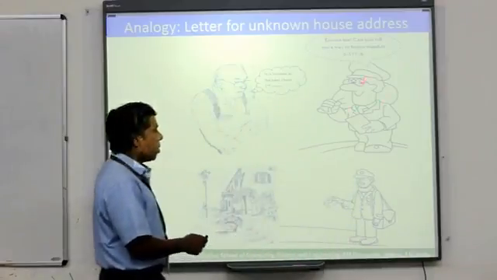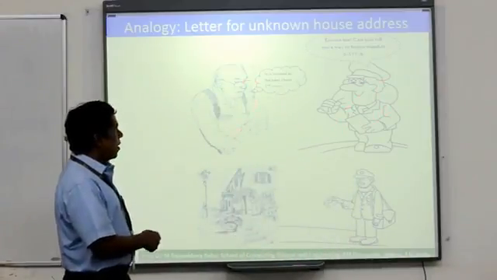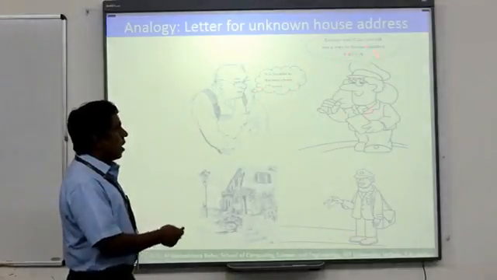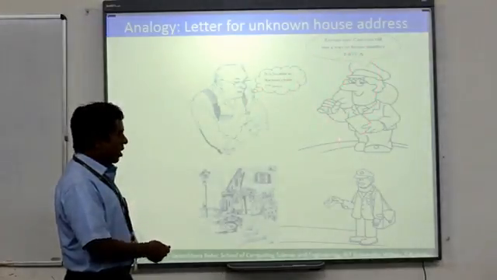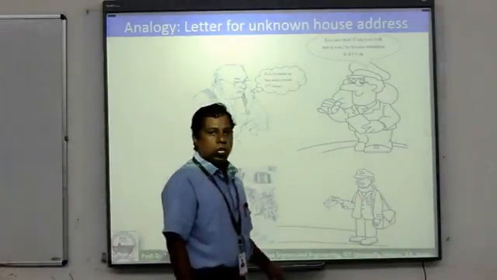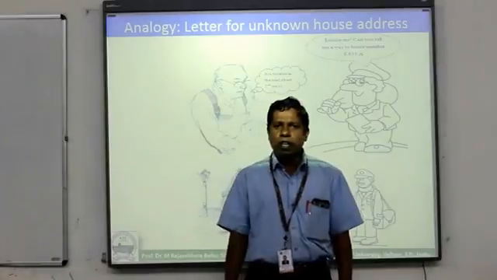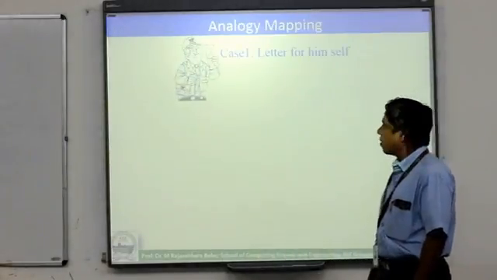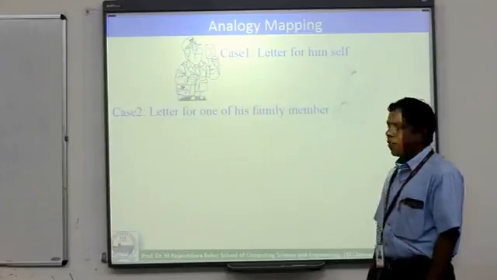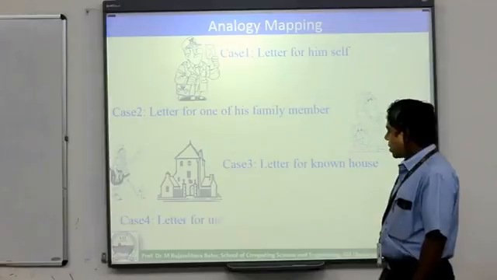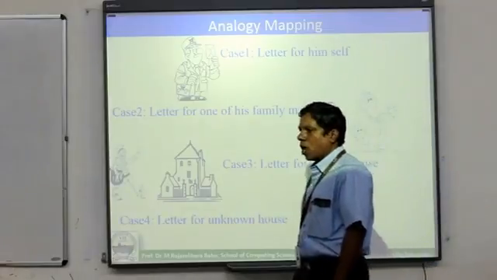That is how this postman is inquiring of this gentleman about the address. The gentleman told the postman where the address is, and that's how the postman reaches the house and dispatches the letter. There are 4 cases I am summarizing here. The first case is a letter for himself. The second case is a letter for one of his family. The third case is a letter for a known house. The fourth case is a letter for an unknown house.